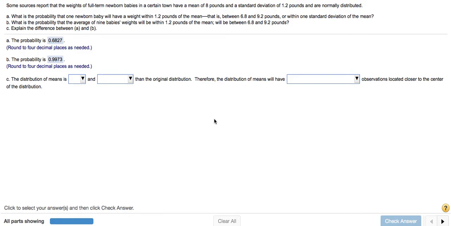All right, great. Now part C is asking, why are these two numbers different? What's going on here? So the distribution of means, so that's the thing that we did in part B, it turns out it's taller and narrower than the original distribution. And therefore the distribution of means will have more observations located closer to the center of the distribution.